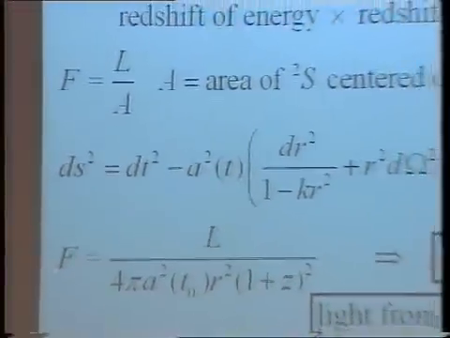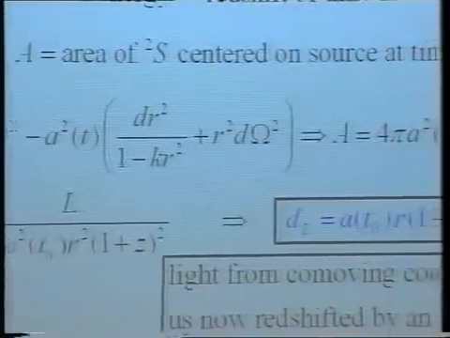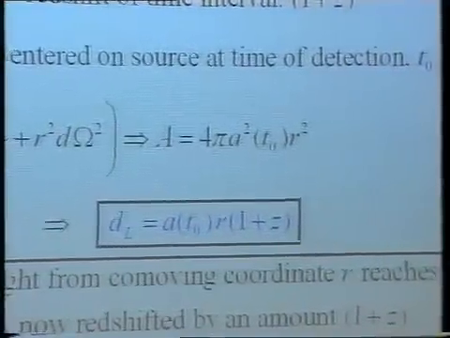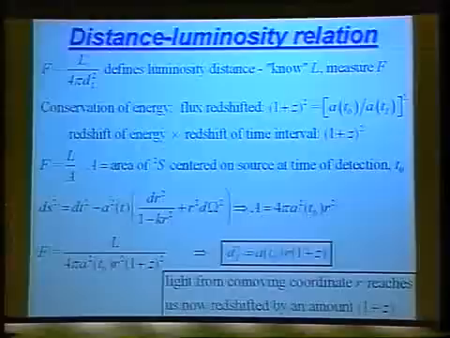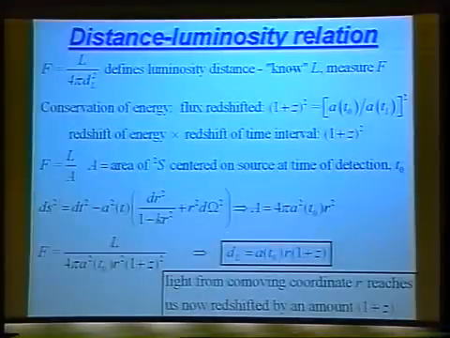So the relation between the flux and the luminosity, which determines the luminosity distance, is the scale factor today, the scale factor describing the expansion of the universe, times the co-moving coordinate of the source times 1+z. So light from a co-moving coordinate r reaches us now redshifted by an amount 1+z. And all these transparencies will be on the web, so you don't have to worry about the individual details.